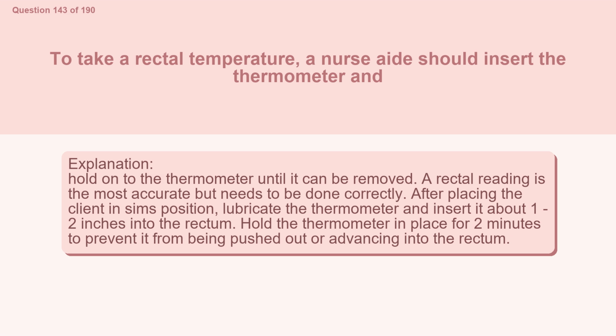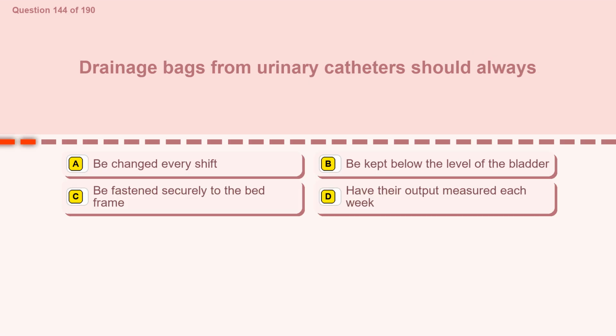Question 144. Drainage bags from urinary catheters should always: Option A. Be changed every shift. Option B. Be kept below the level of the bladder. Option C. Be fastened securely to the bed frame. Option D. Have their output measured each week.